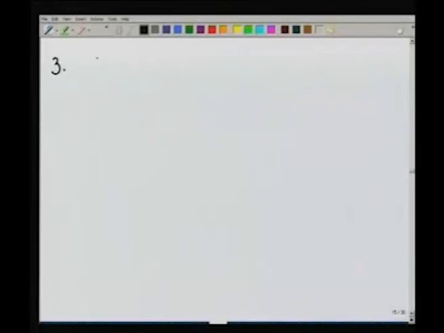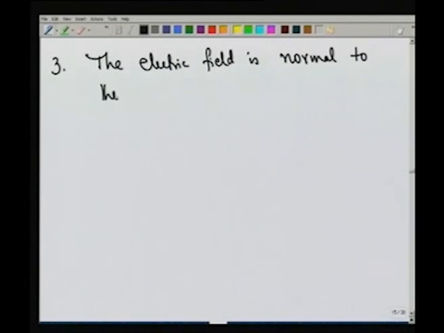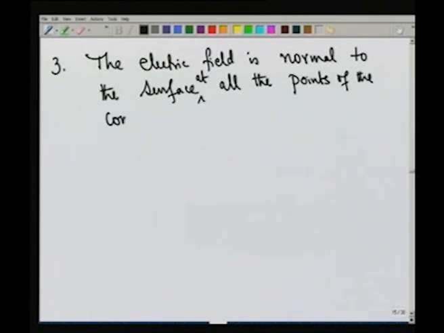So, this is again another very powerful conclusion from exceedingly simple considerations. What are we saying? That is the next statement that we want to make. The electric field is normal to the surface at all the points on the surface of the conductor.